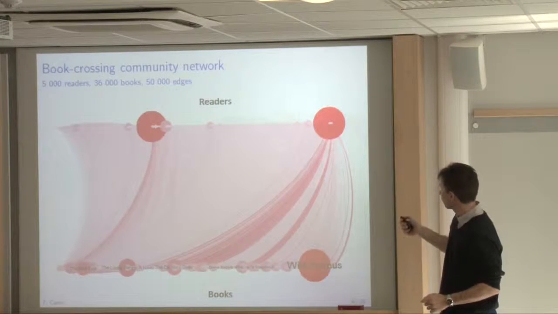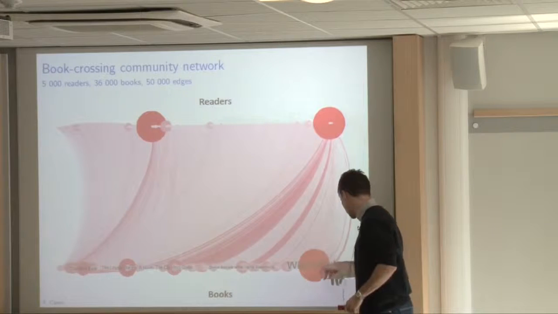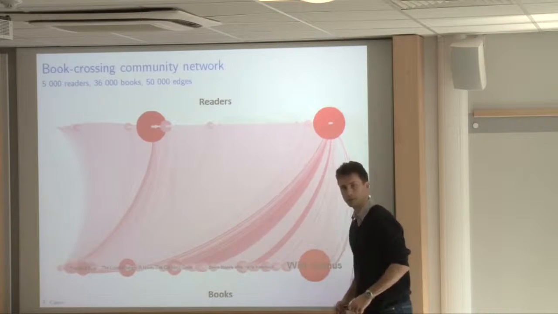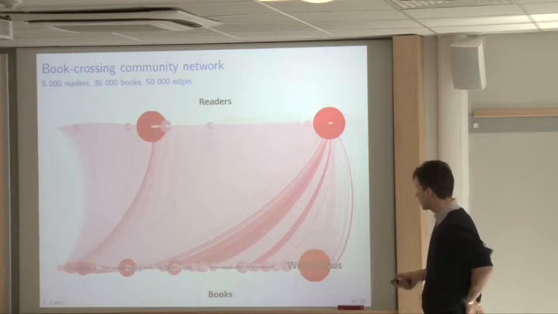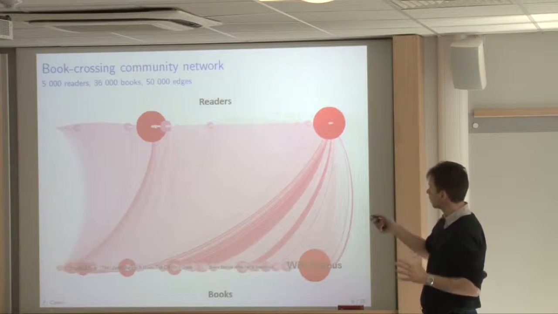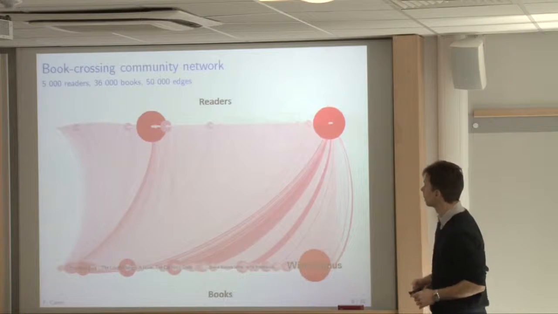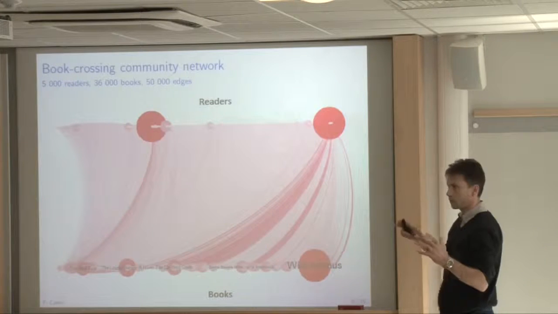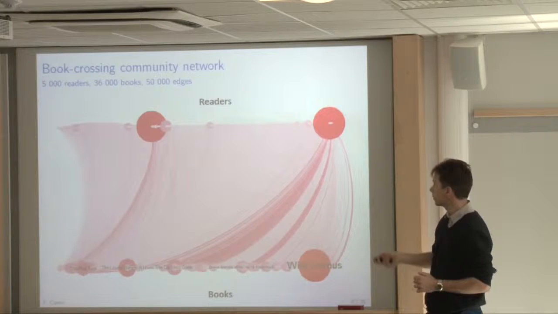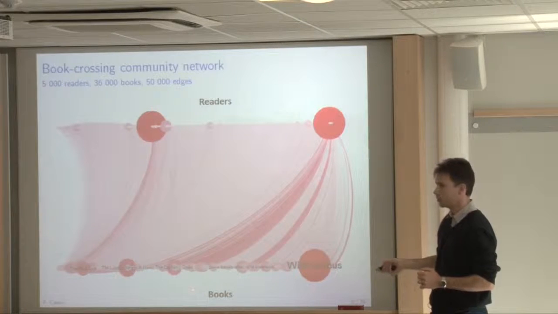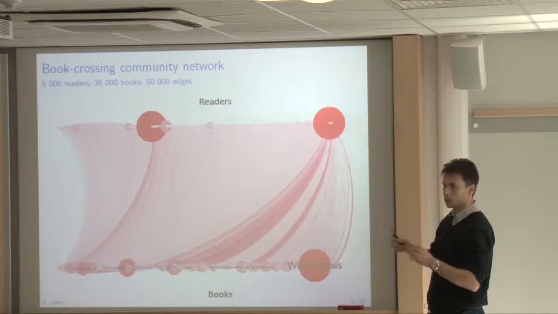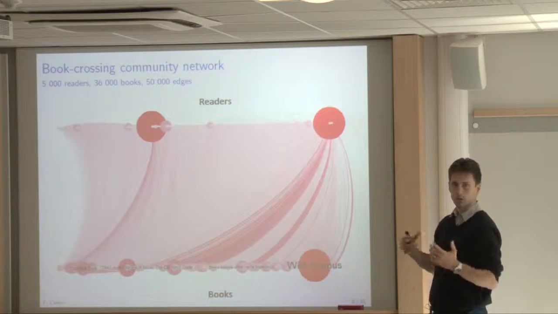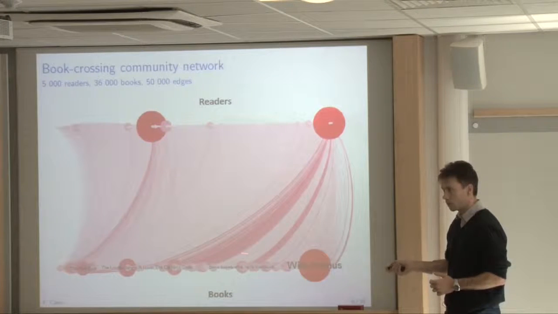So what you see here, I don't know if you know some of the books, Wild Animals, Da Vinci Code. Yeah, those are the most popular books in the data set. Obviously, the graph is quite sparse, with only a fraction of the possible connections. And there's a high variance in the degree of the nodes, for both the readers and the books. Some of the readers have a very, very high degree, but most of the readers have only read one or two books, and the same for the books.